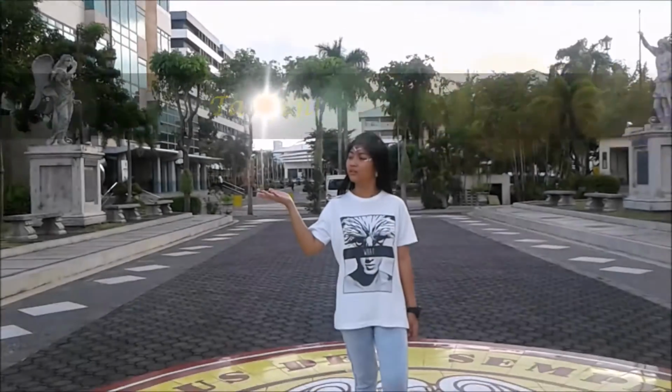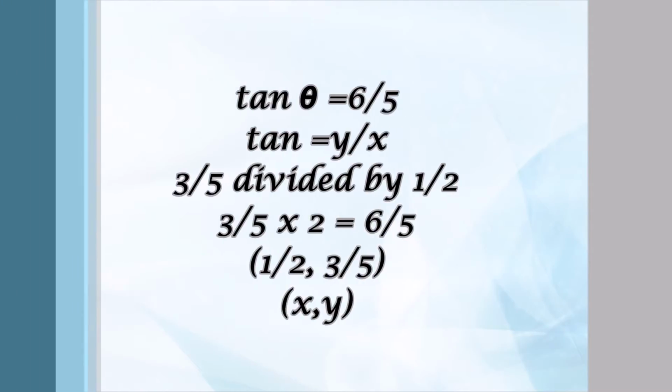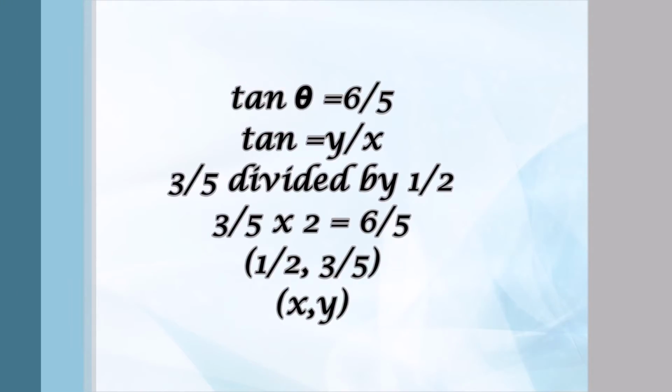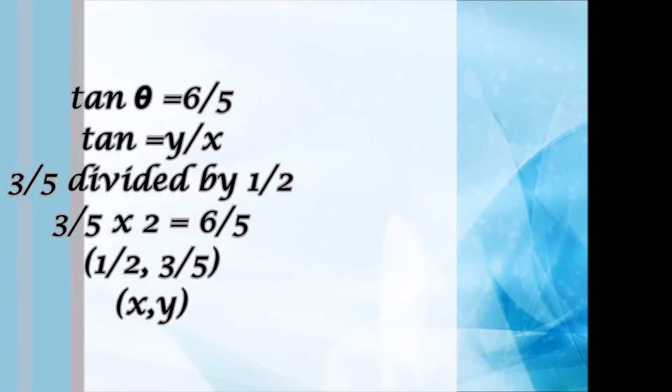Third is the tangent, and the answer is tangent theta equals 6 over 5, because in the coordinate 1/2 and 3 over 5, the tangent representation is y over x. So 3 over 5 divided by 1/2, but reciprocal the divisor and change the operation into multiplication. So 3 over 5 multiplied by 2 over 1, the answer is tangent theta equals 6 over 5.